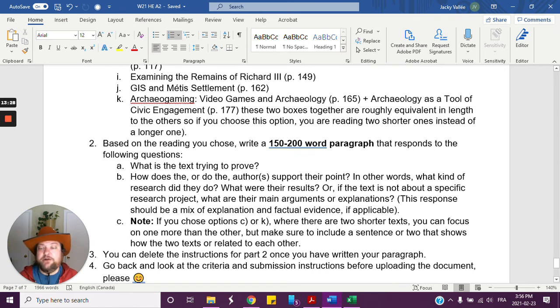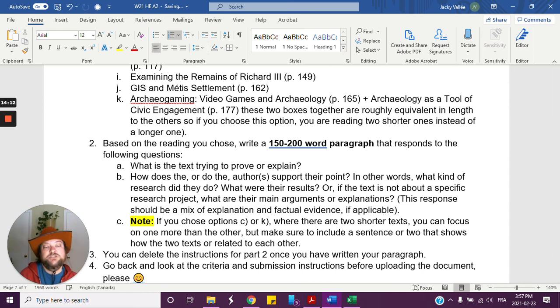So basically your paragraph should respond to these 2 questions here. I guess this part is not really a question, so I'll change the format here. So what is the text trying to prove? The author of that little text box, usually they're making an argument, or they're explaining some research that they've done. So, what is the text trying to prove or explain? How do the authors, because sometimes there's more than one, support the point that they're making or explaining? In other words, if they're explaining their research, what kind of research did they do? What were their results, right? That's how they're supporting their point.